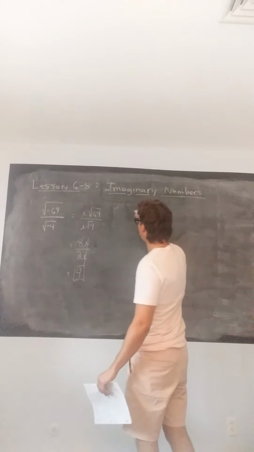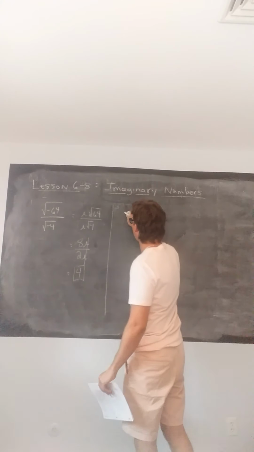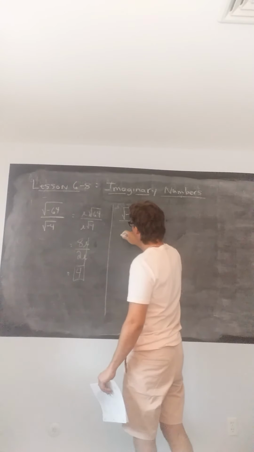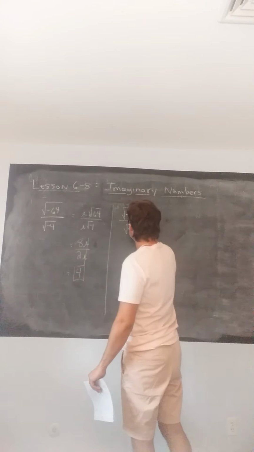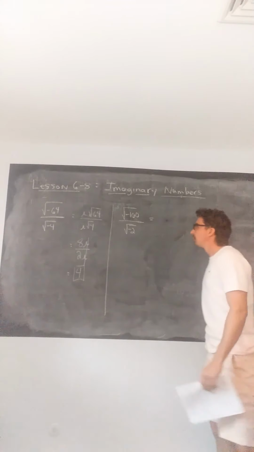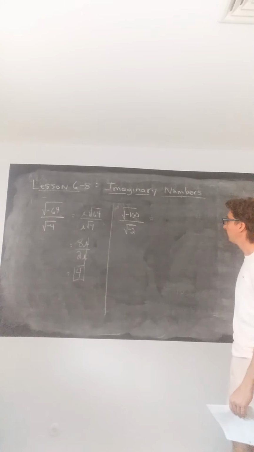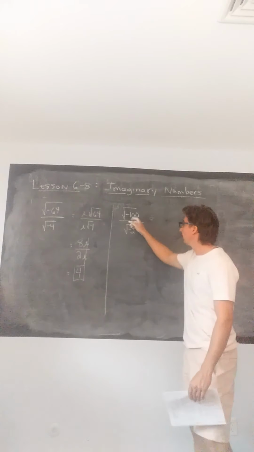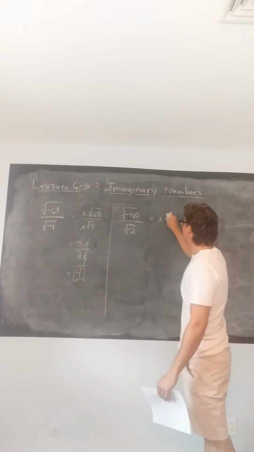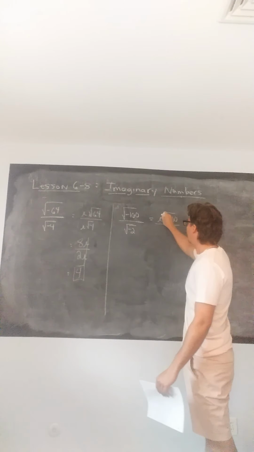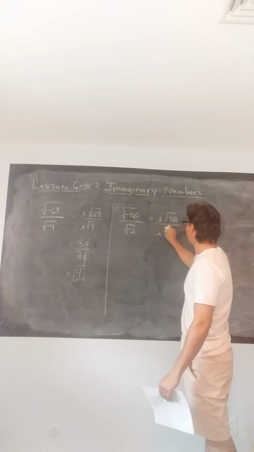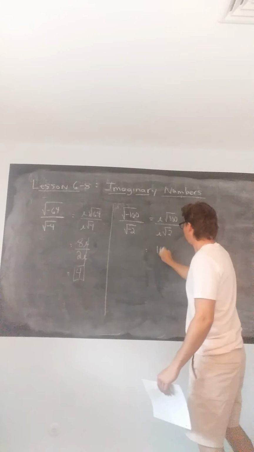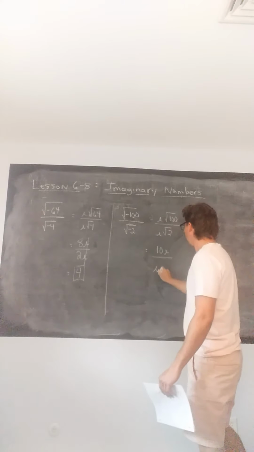Now sometimes you may see problems where we can't simplify the square root. In this example, let's say we have the square root of negative 100 over the square root of negative 2. So the square root of negative 100, right, that's going to be i root 100. And on the bottom, this is going to be i root 2. The square root of 100 is 10. So we have a 10i over i root 2.